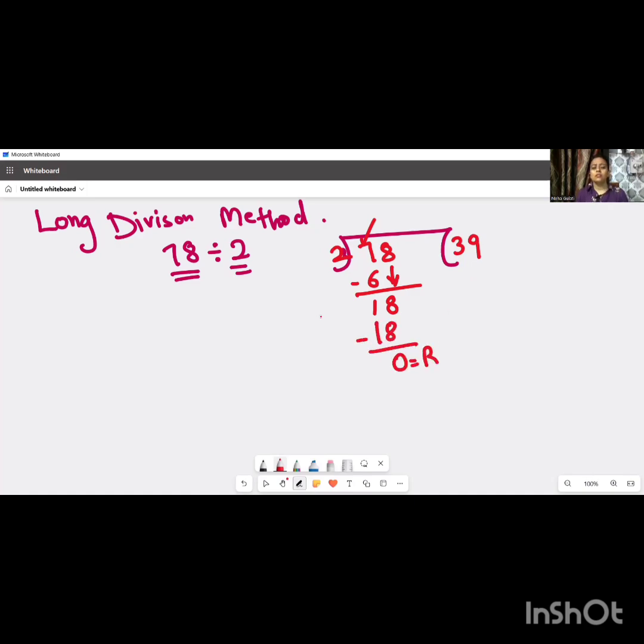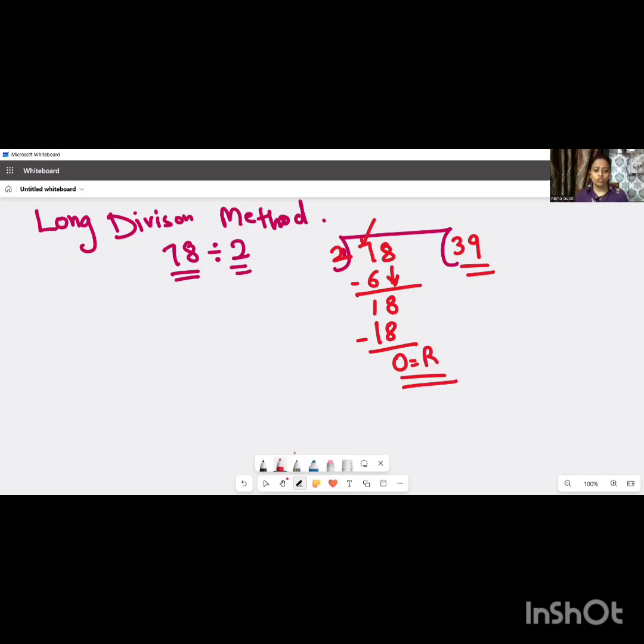So this means, suppose for the same question, if we have 78 chocolates, we have to distribute among 2 children, then definitely each child will get 39 chocolates and no chocolate will remain. Because the remainder is 0. Okay, so no chocolate will be remaining and each child will get 39 chocolates.